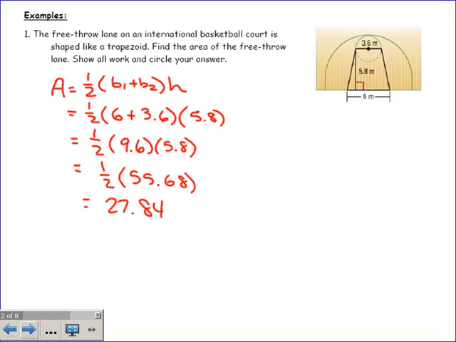And we get 27.84. Does it say to round anything? Show your work, circle your final answer. Okay. What would our units be? Square M. So you'd say square meters. Internationally, the standard units would be meters.